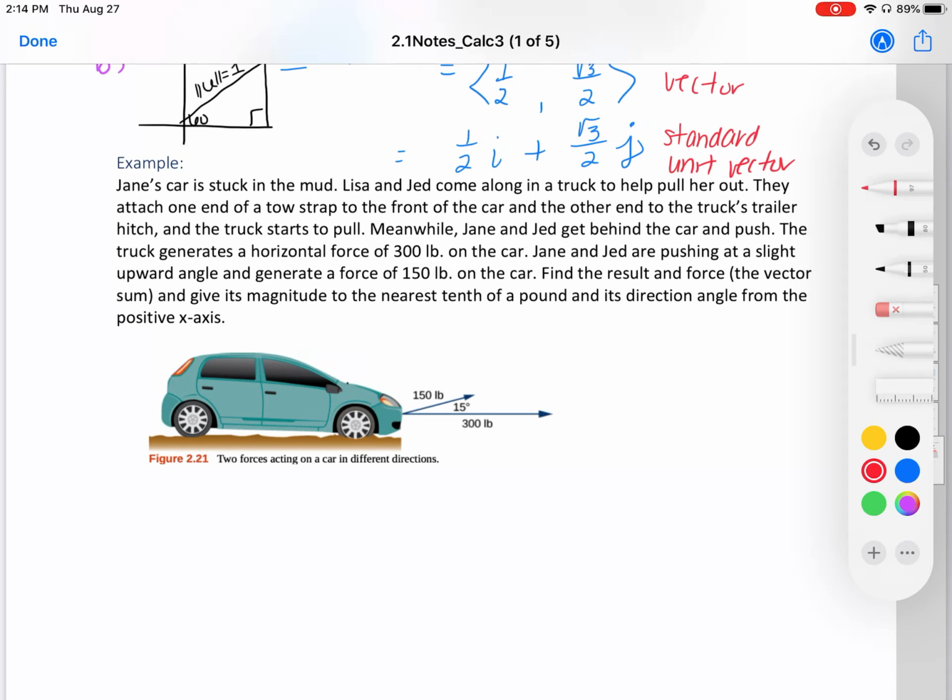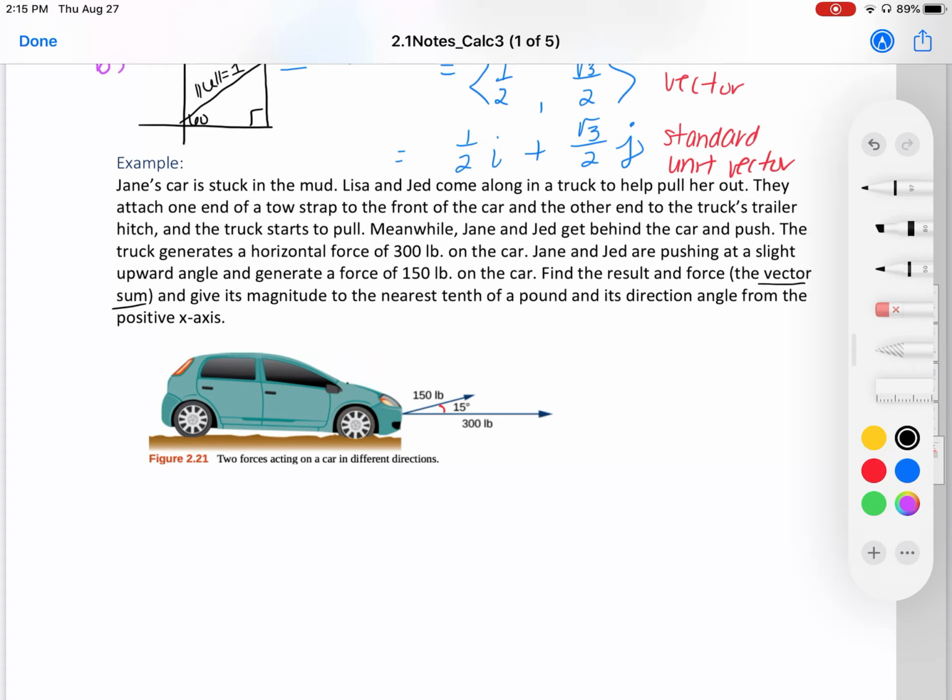Find the resultant force, the vector sum, and give its magnitude to the nearest tenth of a pound and its direction angle from the positive x-axis. All right, so here it tells us the truck was pulling 300, Jane and Jed are pulling 150, and it created this angle of just 15. So first it's asking our question to find the resultant force. That's just the vector sum.